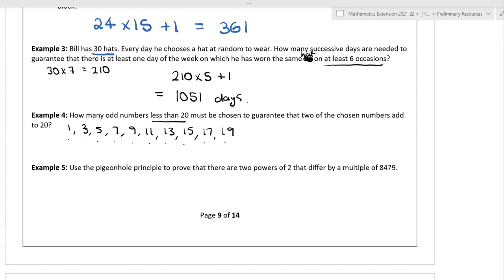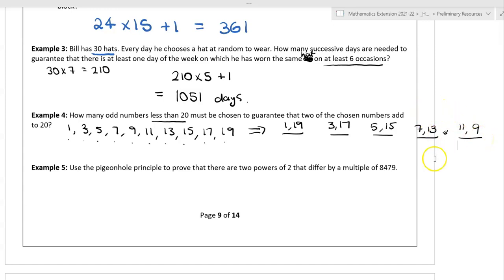And we want to guarantee that 2 of the chosen numbers add to 20. Well, let's have a think about all the different ways we could do that. So our pairs to make 20 would be 1 and 19, 3 and 17, 5 and 15, 7 and 13, and finally, 11 and 9. So that's 1, 2, 3, 4, 5 pairs.